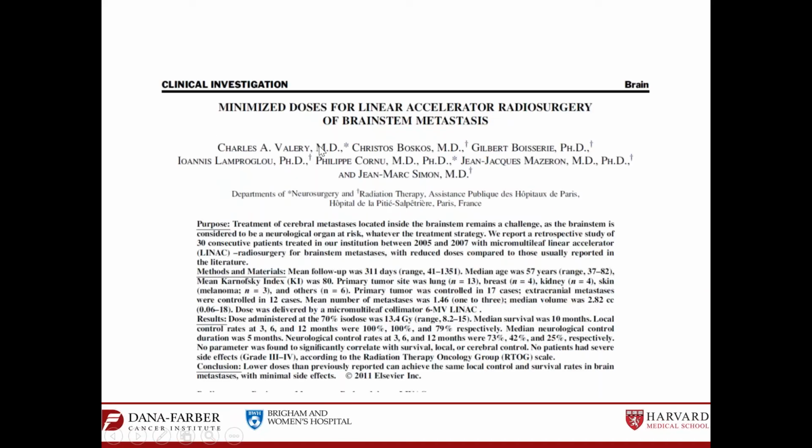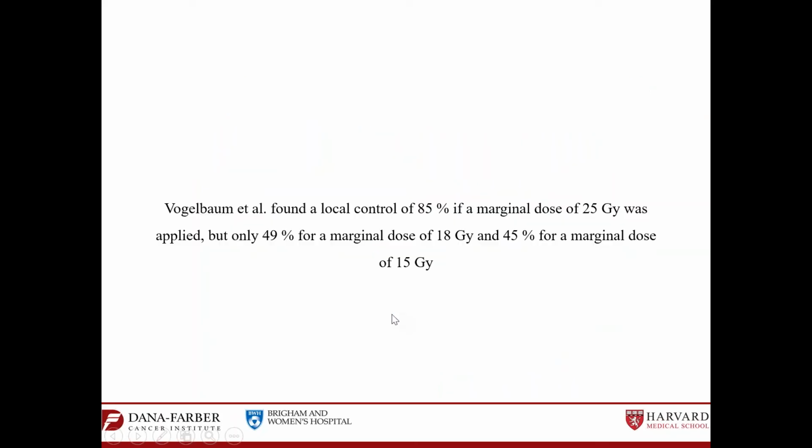There is another French trial that was published, and it showed that lower doses in brainstem metastasis can achieve the same local control and survival rates as in brain metastasis elsewhere with minimal side effects. Meaning, if we are usually prescribing 20 gray in 1 for any site of brain metastasis, if you're dealing with brainstem metastasis, you can prescribe 18 gray in 1 instead of 20 gray in 1, or 15 gray in 1, okay? So just make it a lower dose with a better toxicity profile, okay?